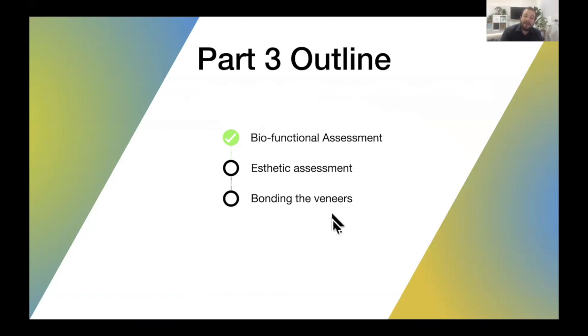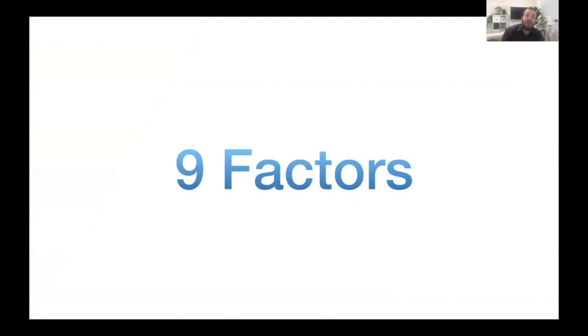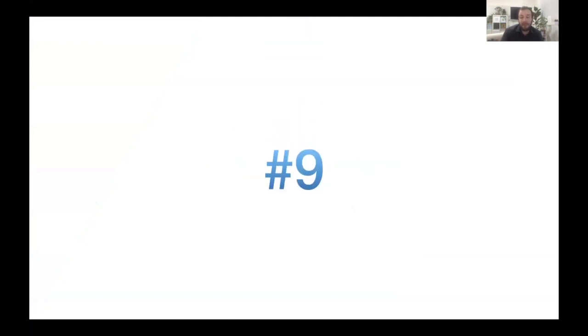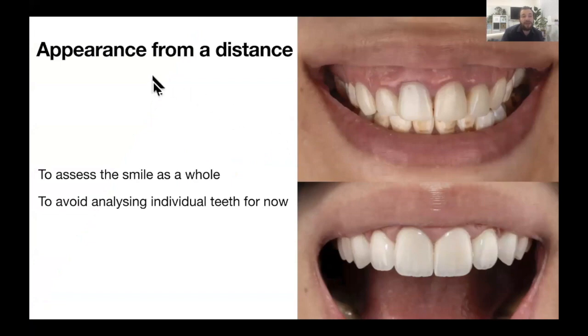The aesthetic assessment, let's talk about aesthetic assessment now. I will talk about 9 factors on how to check your veneers for aesthetic assessment. The ninth factor is appearance from a distance. First thing, you want to place your veneers and check them from a distance. Why do I want you to check them from a distance?